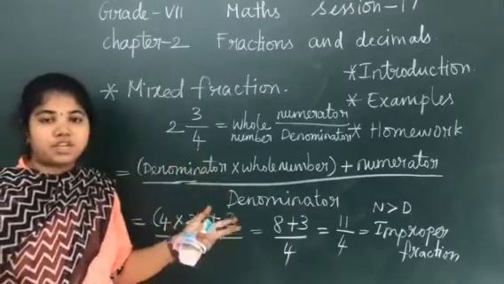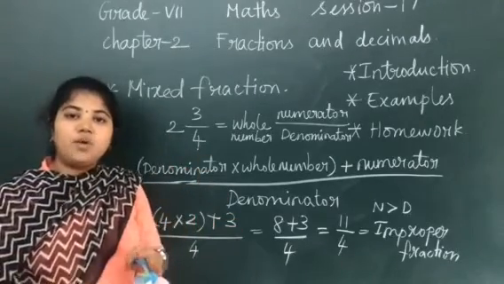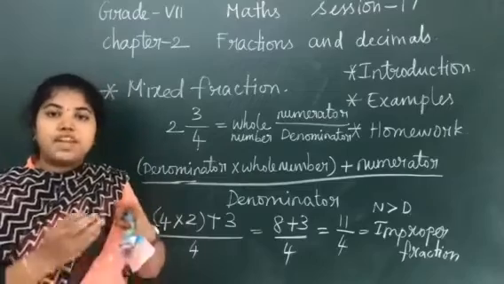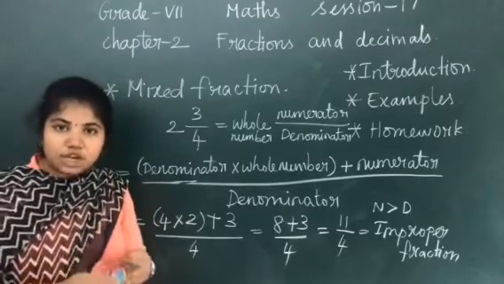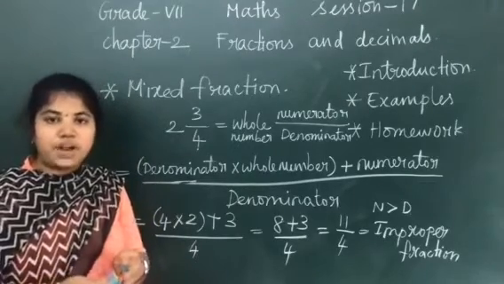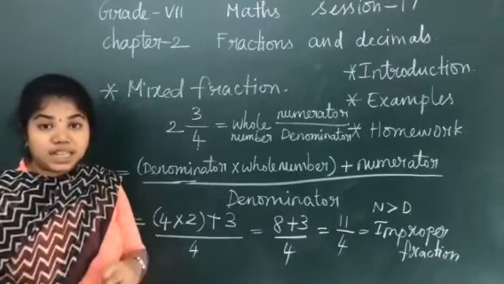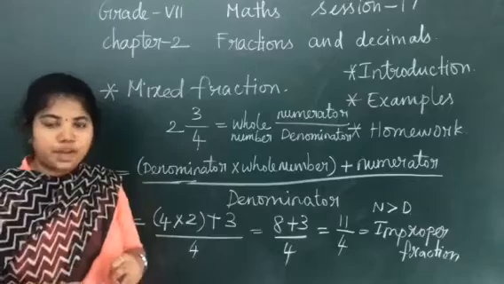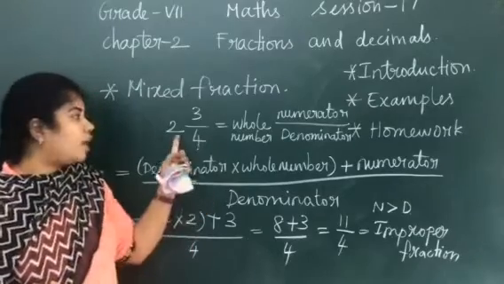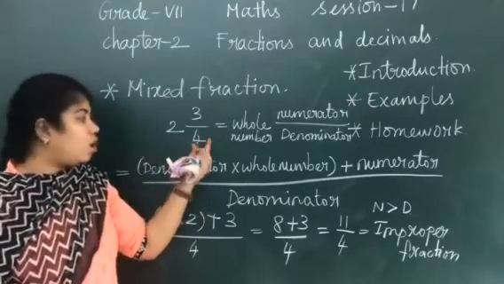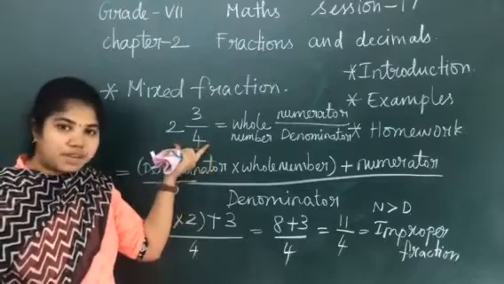It is mixed fraction. So what are the fractions we have dealt now? Proper fraction. My numerator should be less than the denominator. Then it is a proper fraction. Improper fraction. My numerator will be greater than the denominator. Then it is improper fraction. Mixed fraction. I will be having a whole number along with the fraction. So it is a mixed fraction.